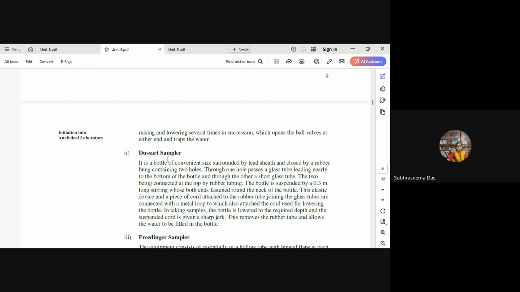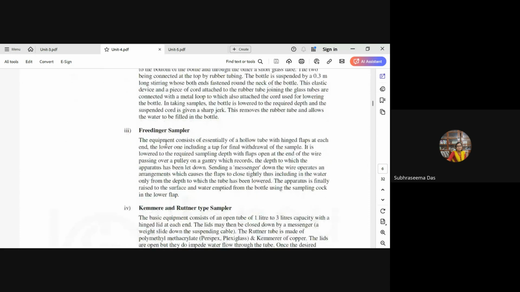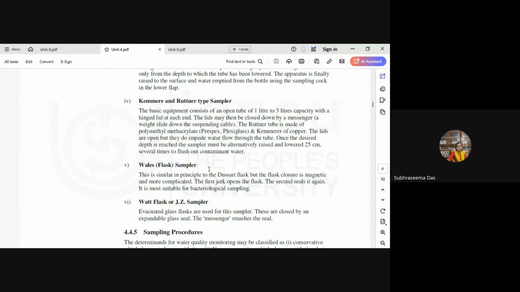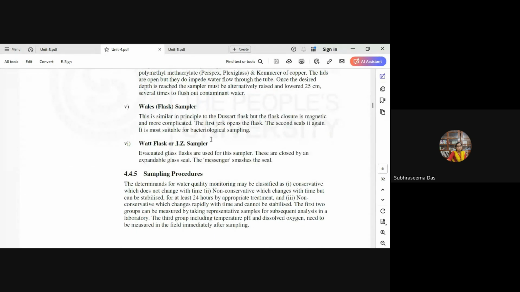Then the Dossard sampler: it is a bottle of convenient size and it has two holes. So here, this is a Dossard sampler. Then we have the Fredinger sampler, Kemmerer and Rutner type sampler, Wales sampler, and Watt flask or JZ sampler. Okay, so these are the various equipment to collect water samples.